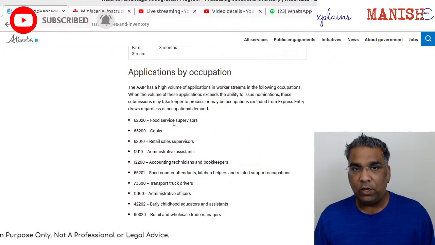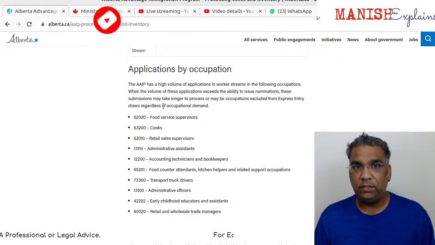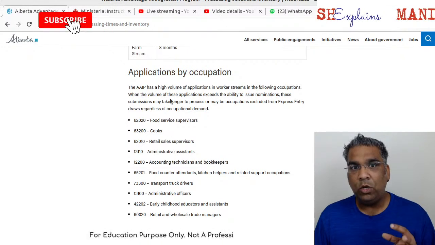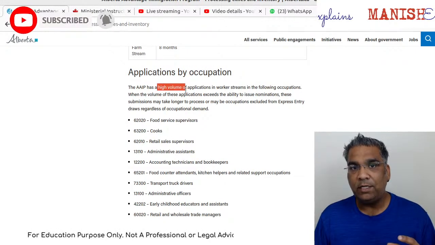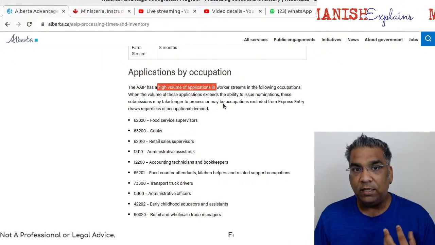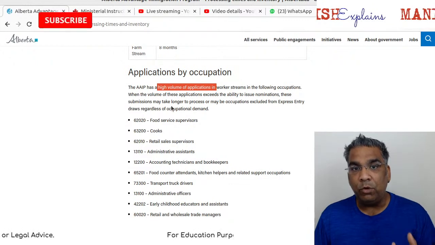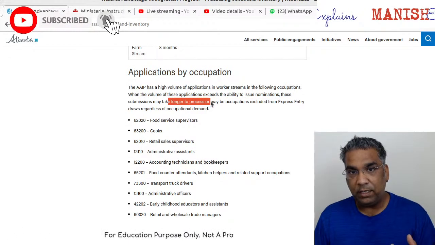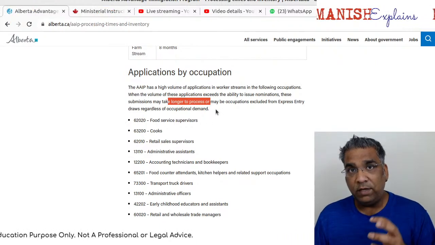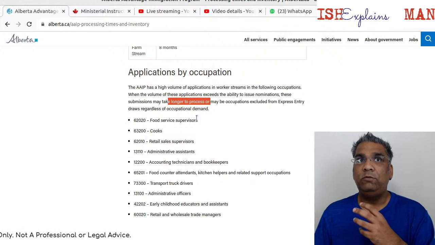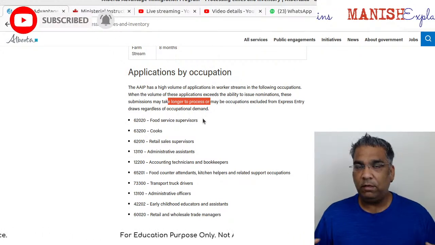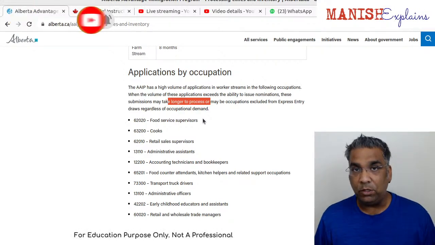Application by occupation. This is a very important section. What this section does is it gives an idea about which NOC has a very high volume of applications, and this basically means that it will take a longer time to process. So if a particular NOC is very high in demand, there are a lot of applications, then obviously it will take time to process new applications in that particular NOC.